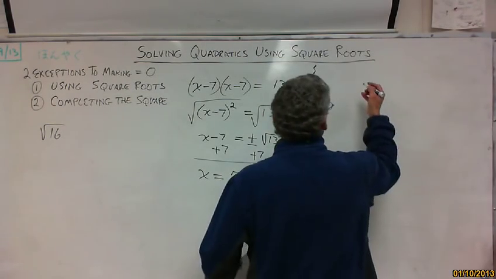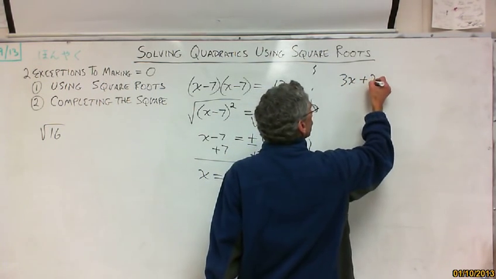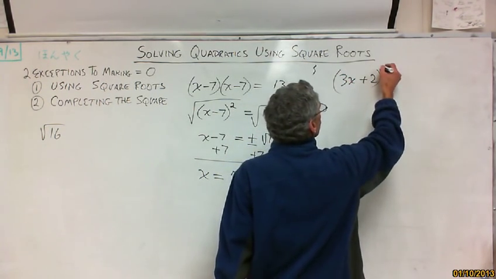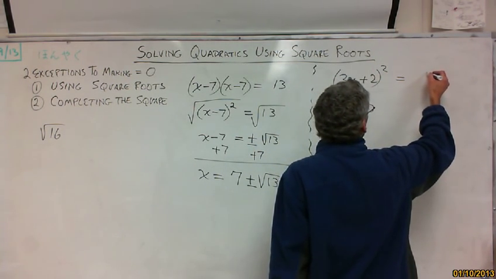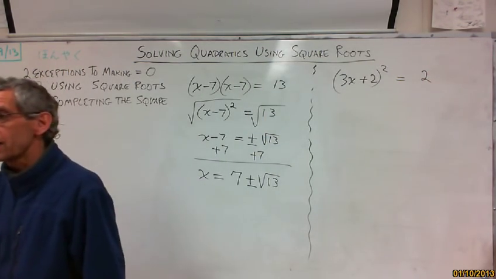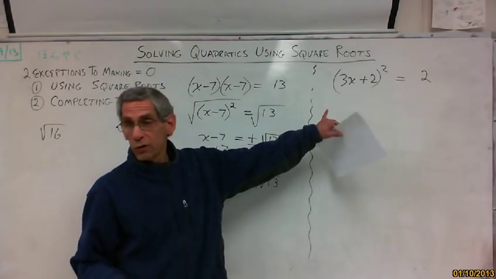Oh, yeah. Okay. So what if I give you this? (3x + 2) squared equals 2. Okay, shh, guys, I don't have much time. So we're going to do this really fast. What do I do first? Everybody.